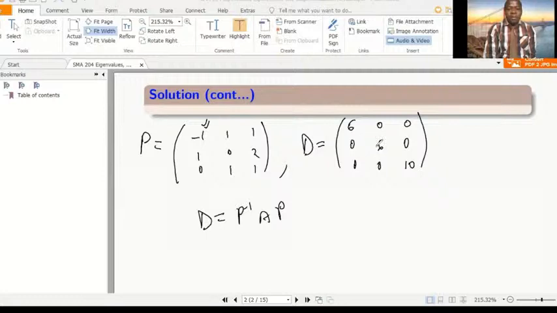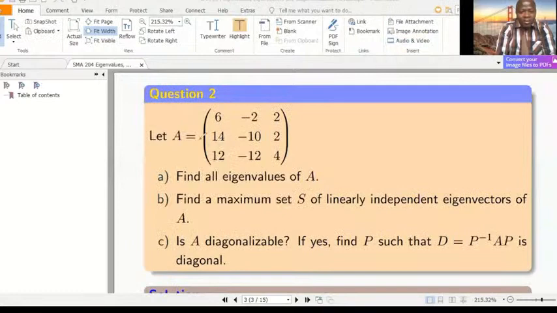Let's look at another question. Let us now look at this second question, and it's just similar to the one we've already answered. The question is, find all eigenvalues of A. Find a maximum set S of linearly independent eigenvectors of A, and then is A diagonalizable? If yes, find P such that D will be given by P inverse times A times P.